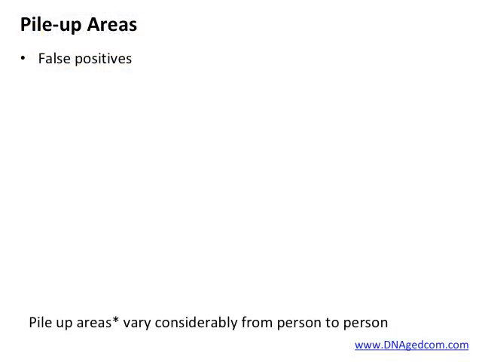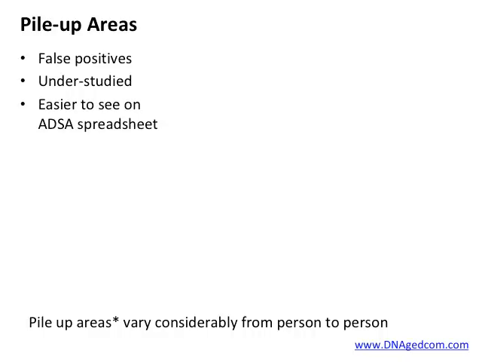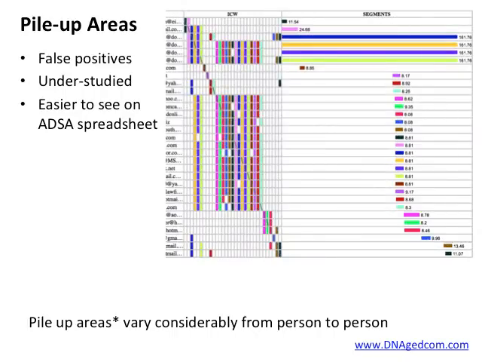I'll talk briefly about false positives. I mentioned them earlier on. False positives are a hugely understudied phenomenon, pile-up areas especially. They are easier to see on the ADSA spreadsheet. That stands for the Autosomal DNA Segment Analyzer. And this is what it looks like. And it's available from DNA GEDCOM.